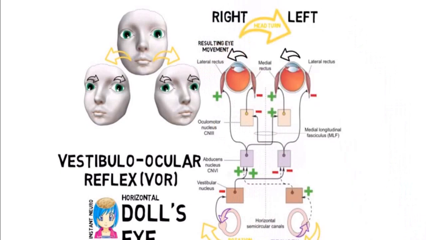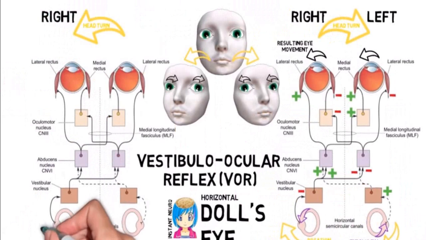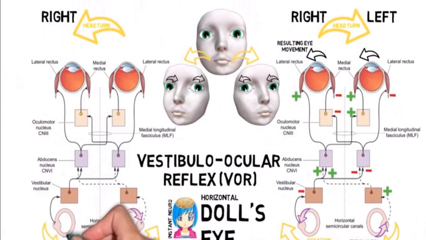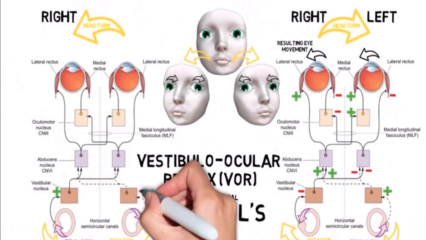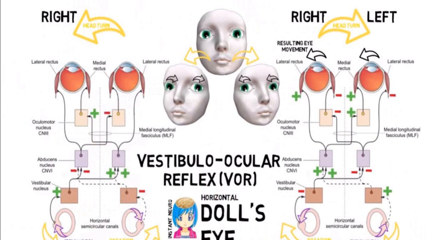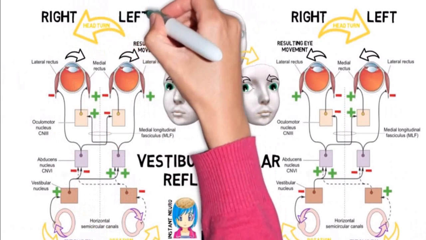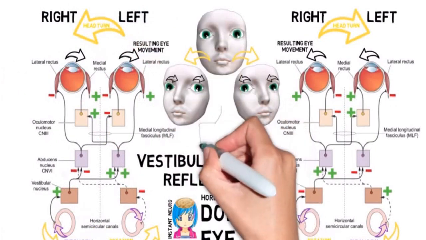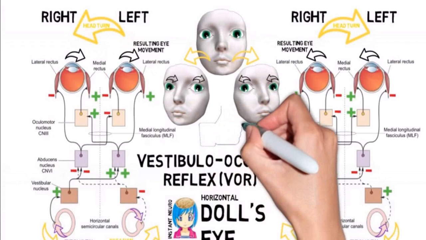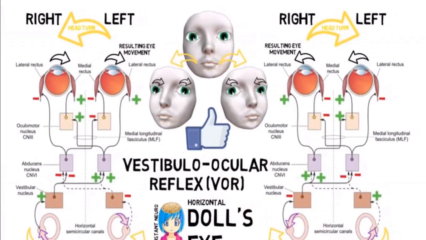of the head movement. If the head is turned to the right, the horizontal semicircular canals rotate in the same direction and endolymph lags in the opposite direction. Signaling to the vestibular nucleus on the right is increased while signaling to the vestibular nucleus on the left is decreased. Ultimately, this results in contraction of the medial rectus on the right and the lateral rectus on the left, which turns the eyes to the left, the opposite direction to the head movement. The presence of this doll's eye sign in a comatose patient is a good thing. The absence of a doll's eye sign would indicate brainstem dysfunction. Instant neuro!